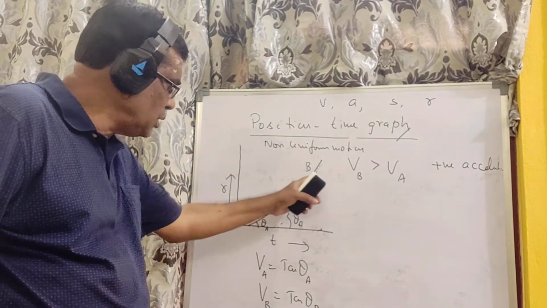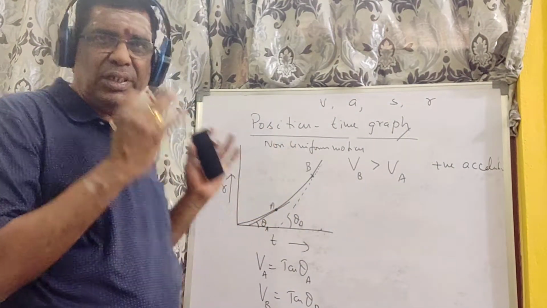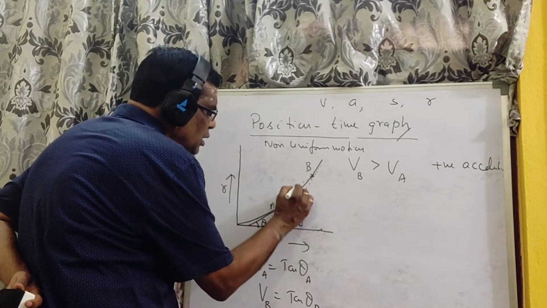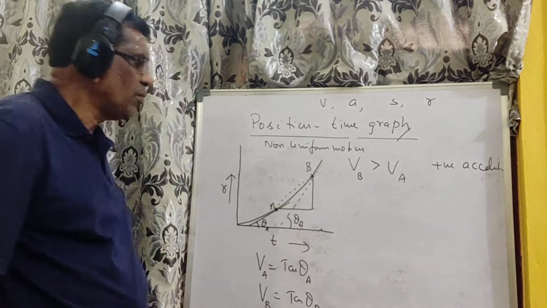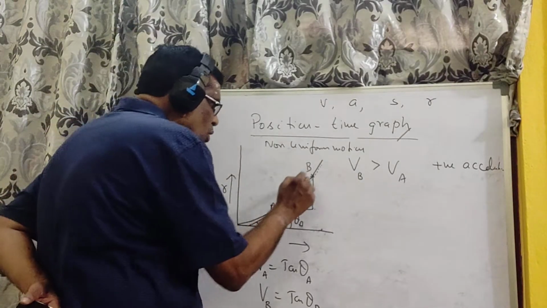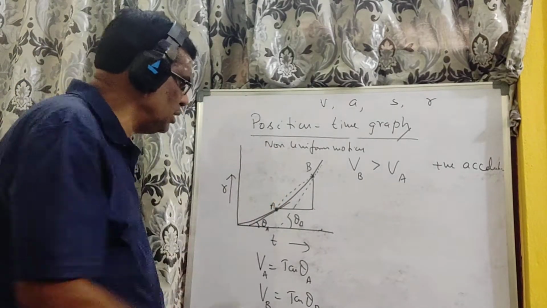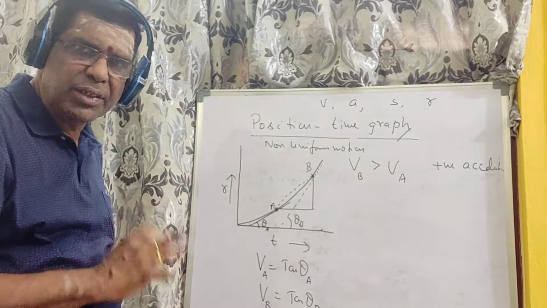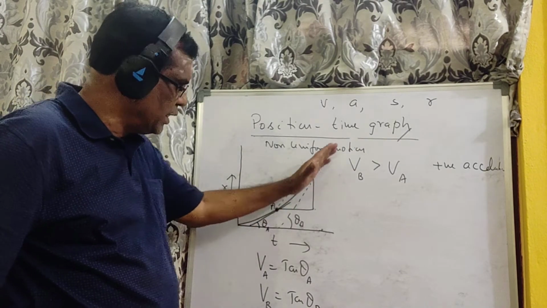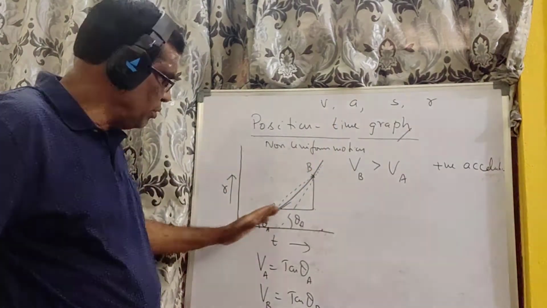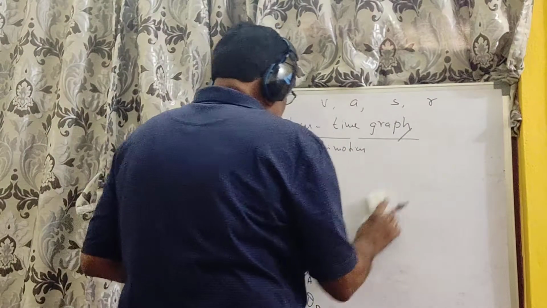Now, instantaneous means I can draw the tangents and get that. How do I get average velocity between A and B? Simply join these two points and get the slope of this hypotenuse. That is nothing but your average velocity between these two points. Is this clear to you? Everywhere velocity is positive, it is increasing. So positive acceleration. Next case I'll take.